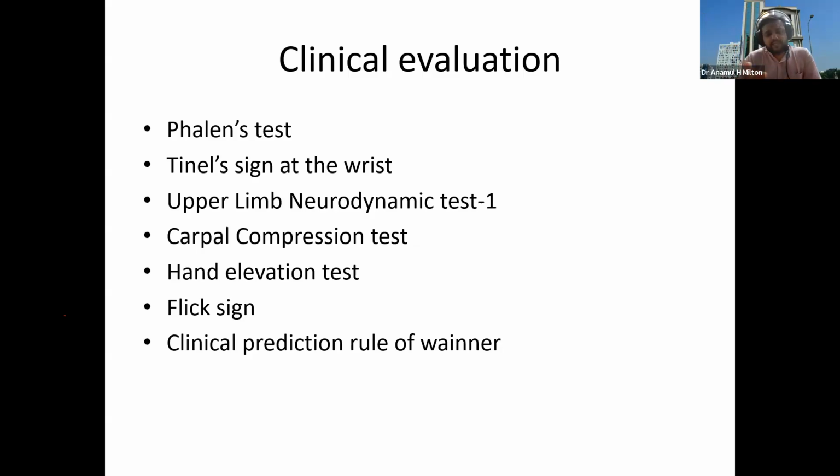The Tinel sign is hitting multiple times over the nerve. If the nerve is pathological, that time it causes numbness in this area. Another is the upper limb neurodynamic test and the carpal compression test, like the hand elevation test and the flick test. And clinically, sometimes there is a clinical prediction rule, which I will share in the group also. What is the prediction rule?